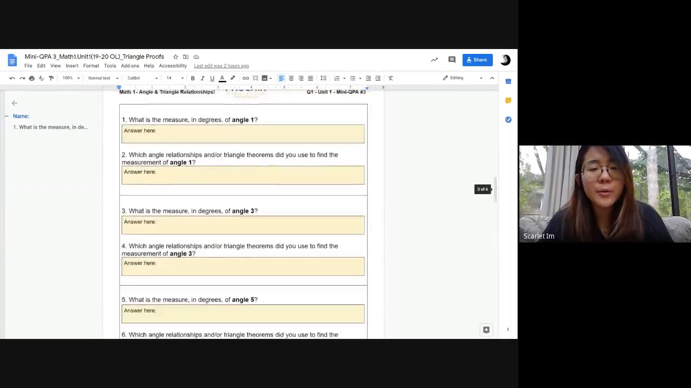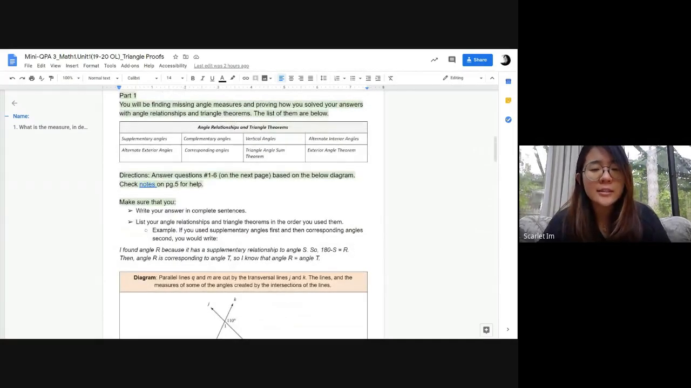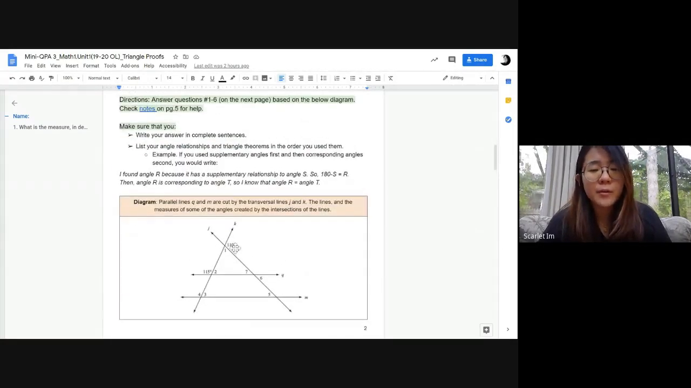Make sure that when you are thinking about how to solve this, you're looking at certain things like, if I know this is 110, what's angle 1? If I know what angle 1 is, how do I figure out what angle 2 is? If I know what angle 2 is, what's angle 7? You want to go step by step like that, asking questions in that manner.